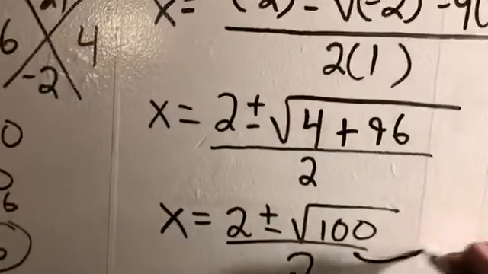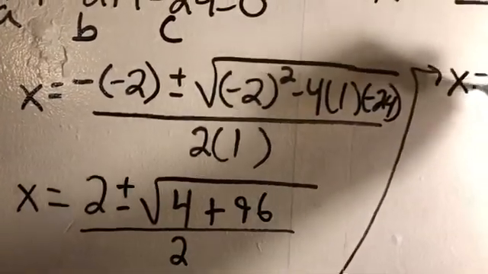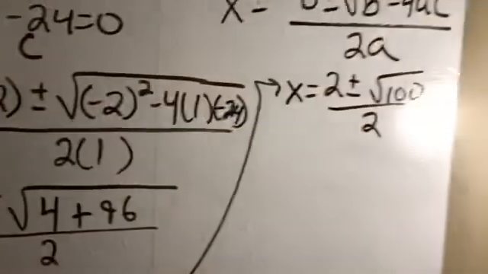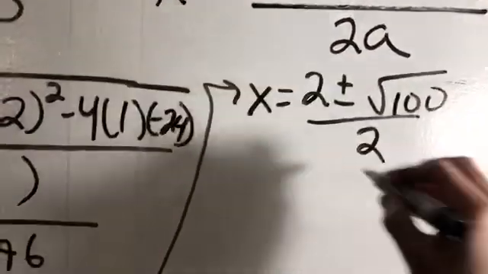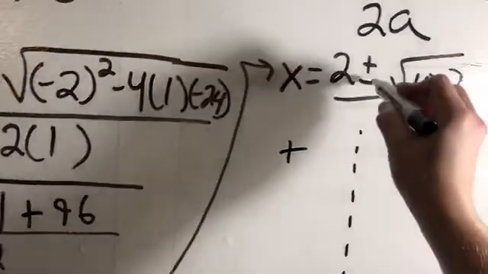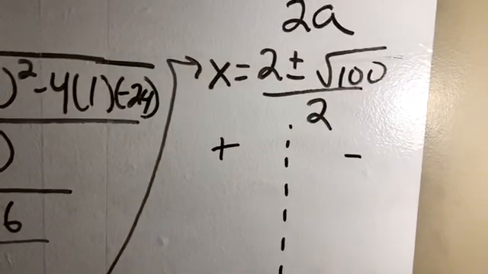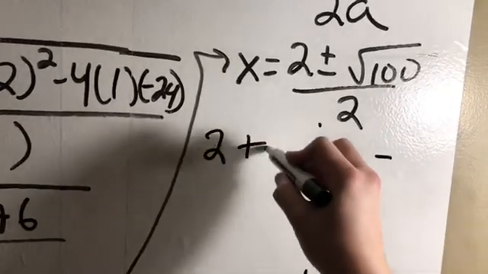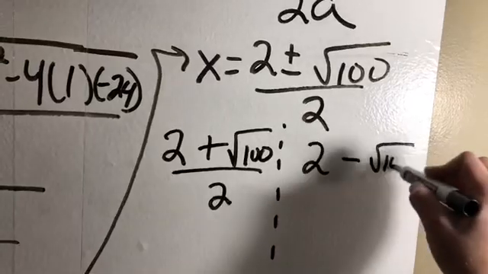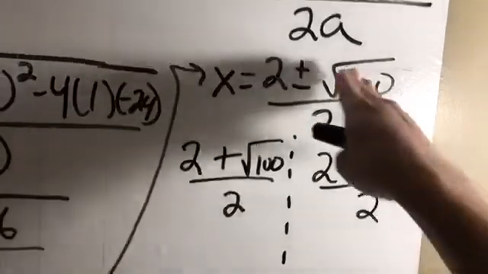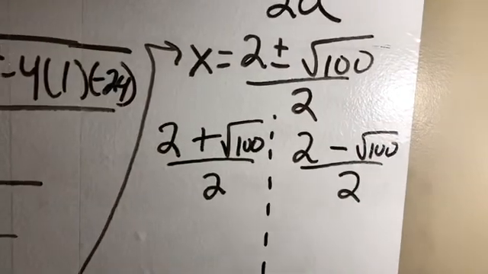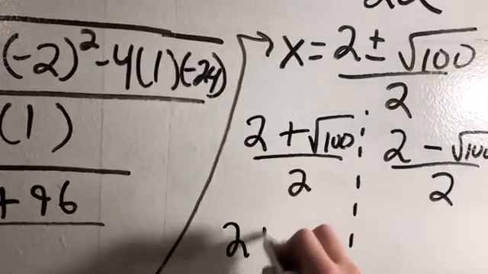I'm running out of space, so I'm just going to rewrite this up here. 2 plus or minus the square root of 100 over 2. Now, once we get to one number underneath here, we're going to make our 2 different cases. One with the plus sign, one with the minus sign. Everything else is the same. We're going to copy that down exactly, except one gets the plus sign, the other one gets the minus sign. Now the square root of 100 is 10.